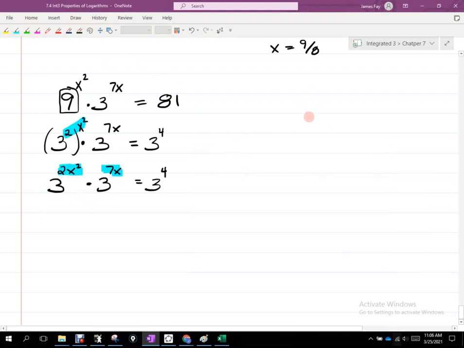Like let's say I had 3 squared times 3 to the 5th, how would you rewrite that? You would add them. You would say 3 to the 2 plus 5, but most of the time we just write it as 7, right? That's the same thing going on here, but I can't just add those and get one concise value like 7. I'm going to have to rewrite this as 3 to the 2x squared plus 7x. Does that make sense? I have to just do that because there's no like terms there. That is then equal to 3 to the 4th.